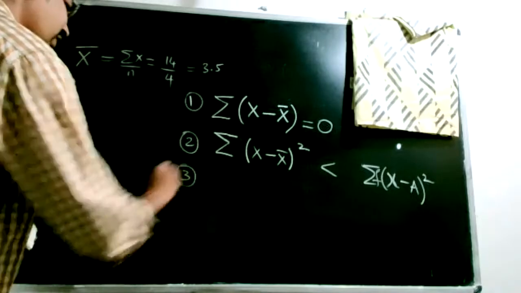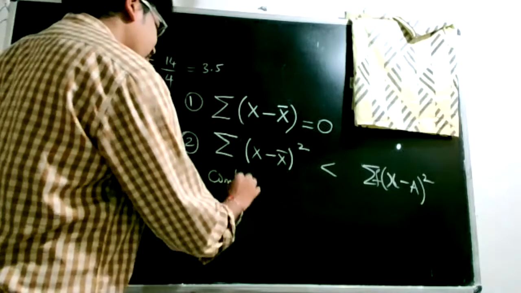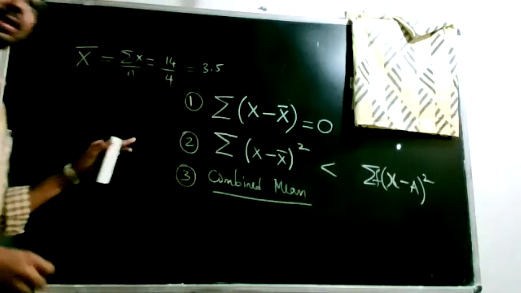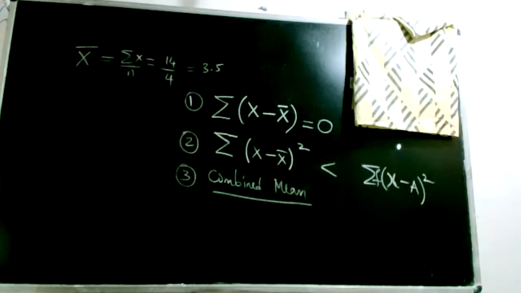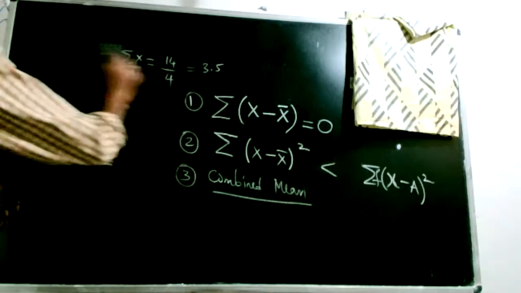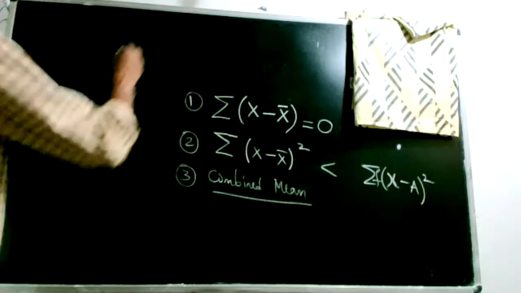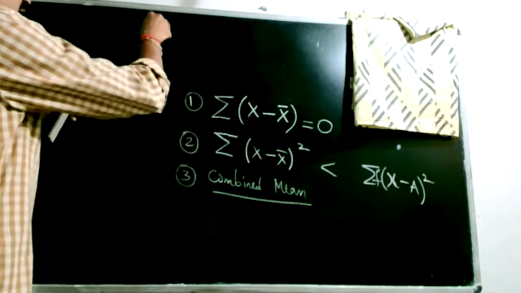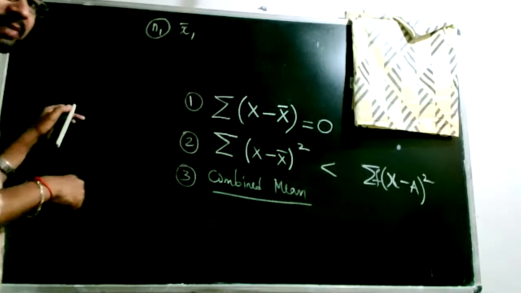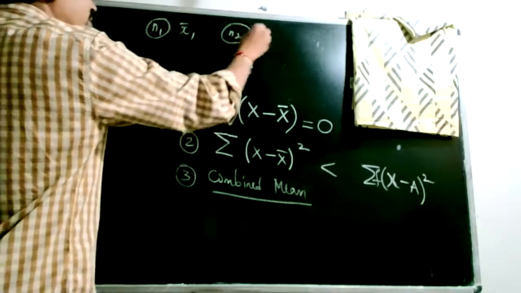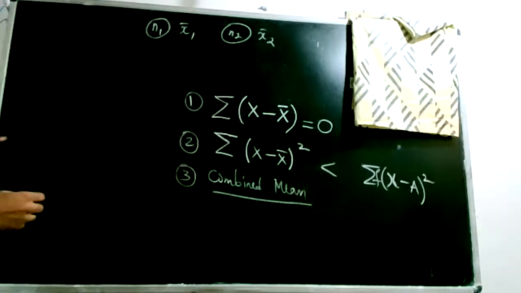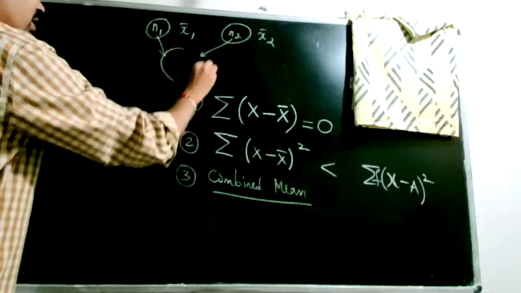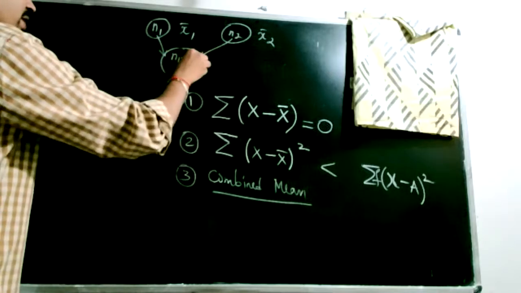Third property is called combined mean property. This helps us in obtaining the mean of certain groups of observations where the group means and standard deviations, or maybe the sizes, are known. So I have groups here with size n1, its mean is say x1 bar. You have another group, size n2, x2 bar. Now you want to combine these groups n1 and n2 into a single group with observations n1 plus n2.